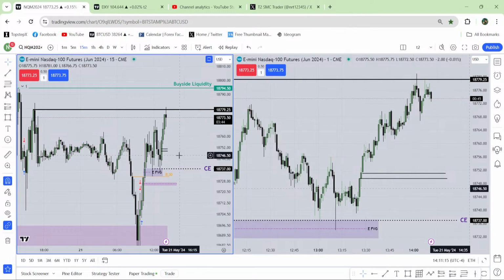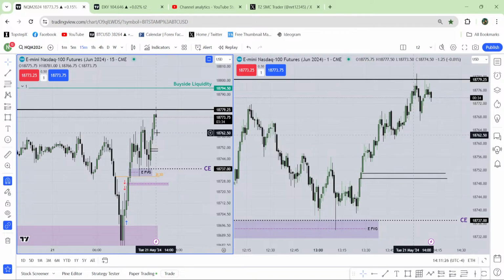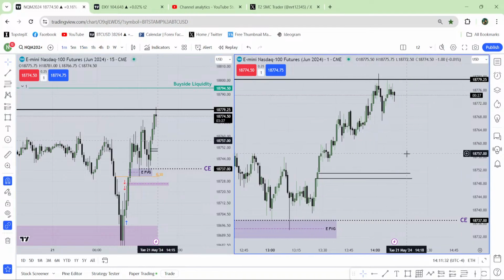What do you think? Market will fall now? I don't think so. I don't think that market will fall now. Still, I'm bullish until that buy side liquidity. Better I will wait to see if market can trade any fair value gap or not. Or I should have waited a little more time for fixing something, right?